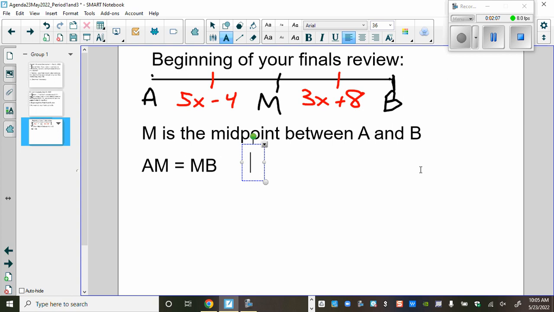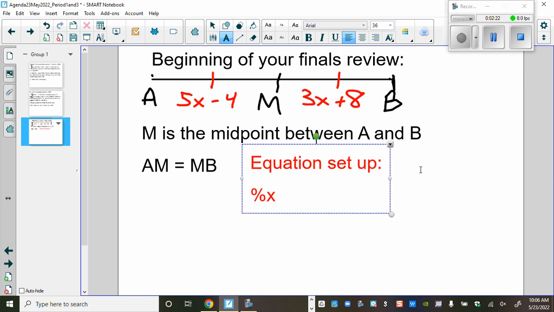I'm not going to write it down. AM is equal to MB, then how do we solve for x? What's our equation setup? There you go. That's your equation setup: 5x minus 4 equals 3x plus 8. Now, are we at a point where we can solve for this x? Those are going to be ideas you're going to see on your final.